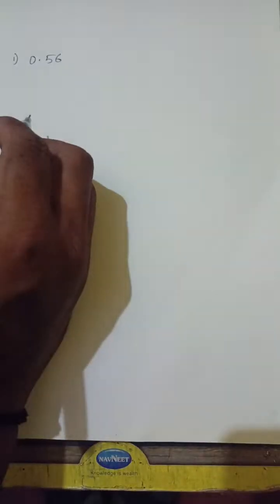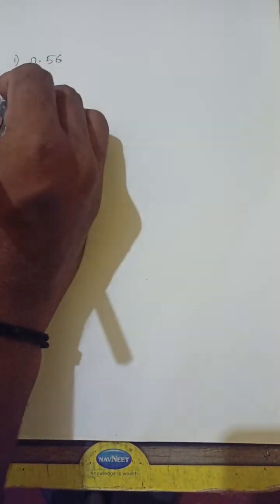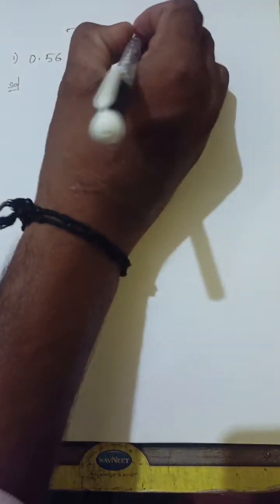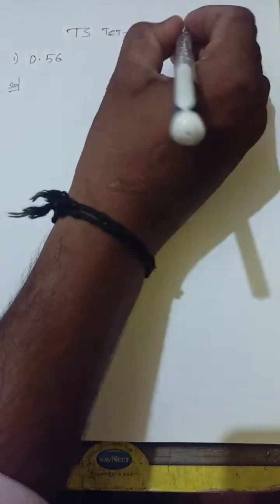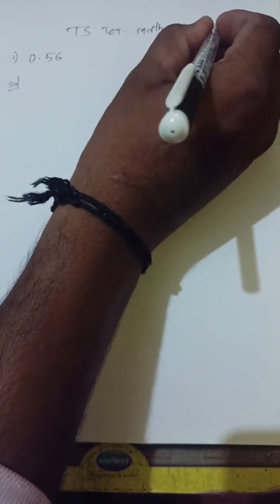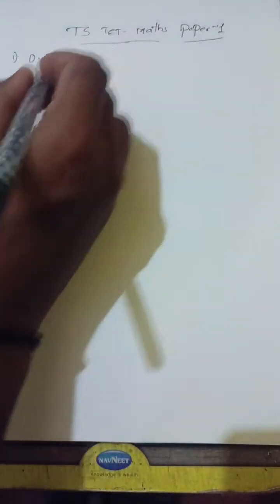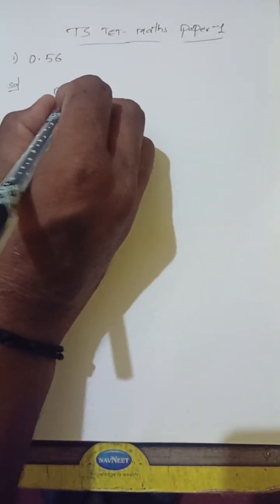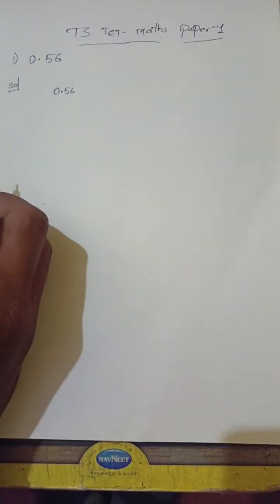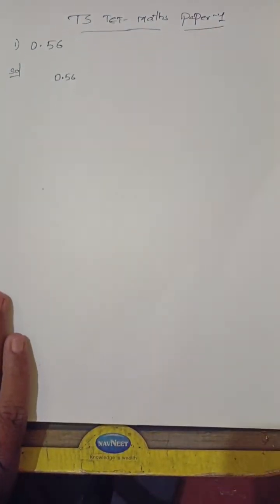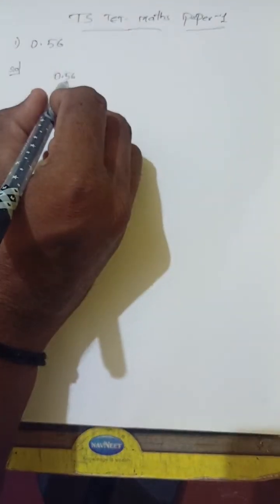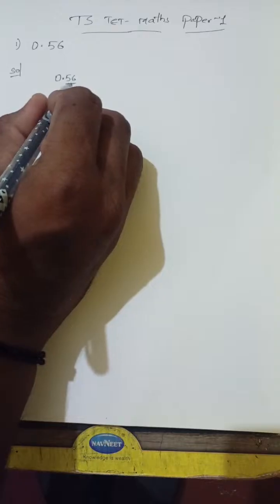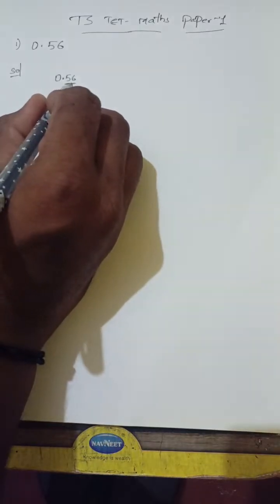0.56. So how we are going to write this problem and how we are going to solve this problem, that is TS TET maths paper 1. Now we can see here 0.56. So 0.56 can be written as, so after the decimal point, how many numerical digits are present here? We are having 2 digits after the decimal point.